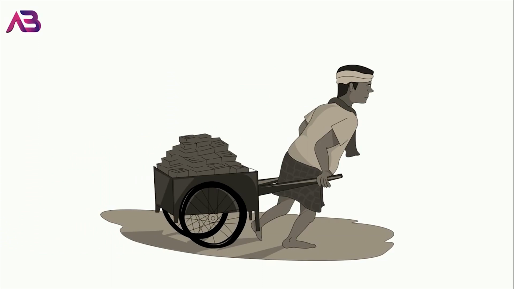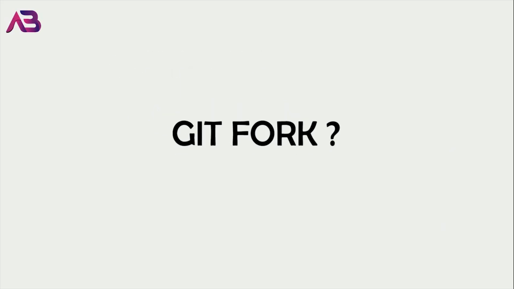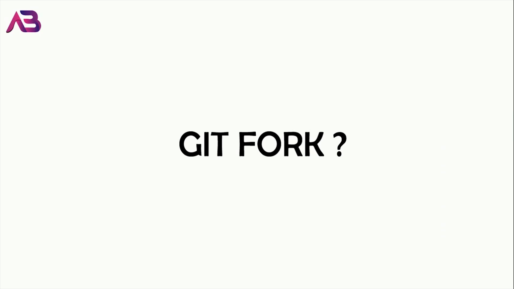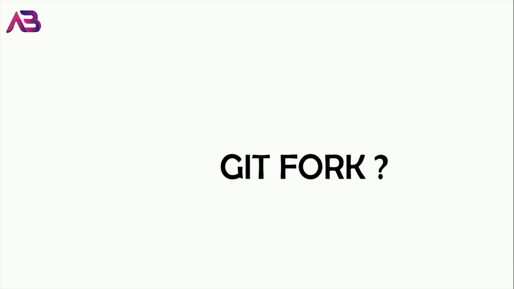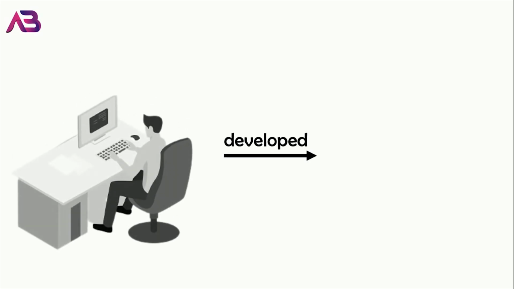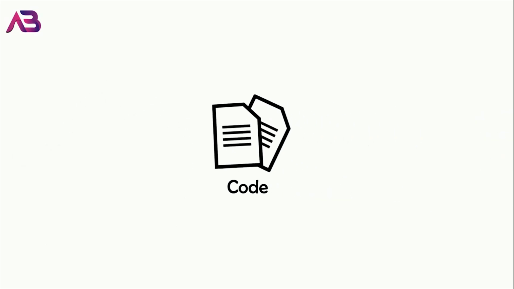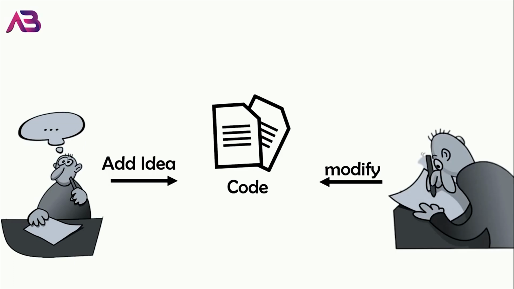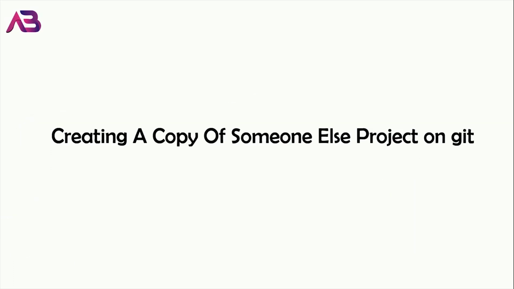I know you must be thinking what this has to do with Git fork, right? In the field of software development, Git fork is a similar concept. It means that previously people have developed some kind of code and you just want to add your idea to the code or modify it. In short, forking means creating copy of someone else's project on Git.